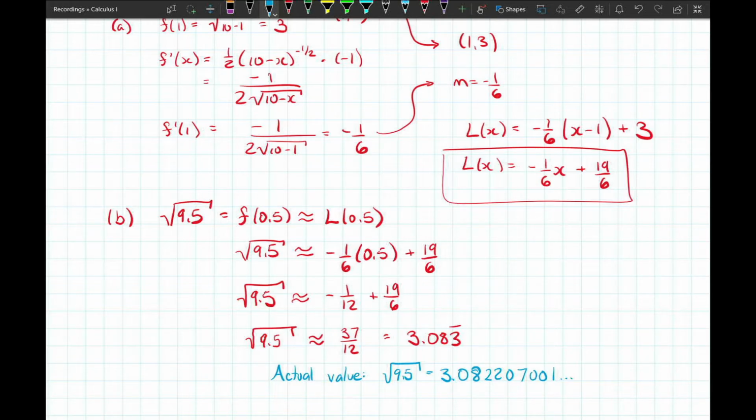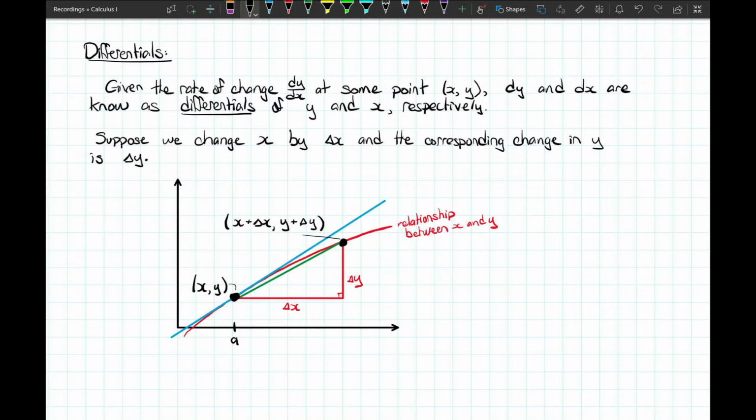It's a similar process. Where we get differentials from is maybe best thought of as using Leibniz notation. Leibniz notation is when we write dy by dx, and it's handy to see that it looks like a fraction. It's a change in y over change in x. And if we know the rate of change dy by dx at some point, these dy and dx are known as differentials, very, very small changes in y and x.